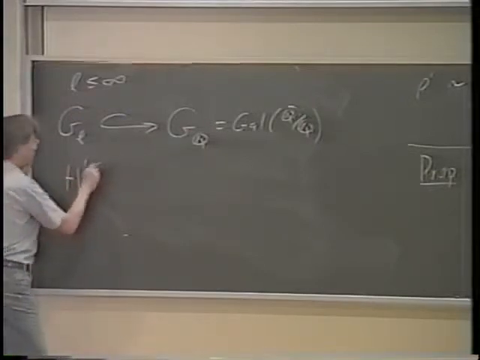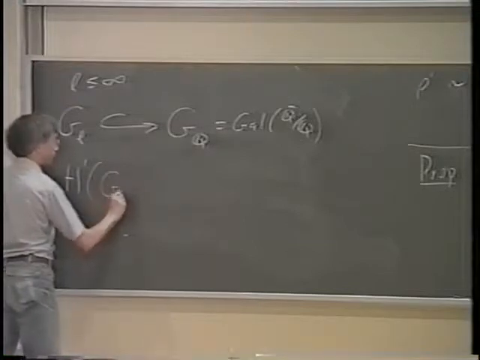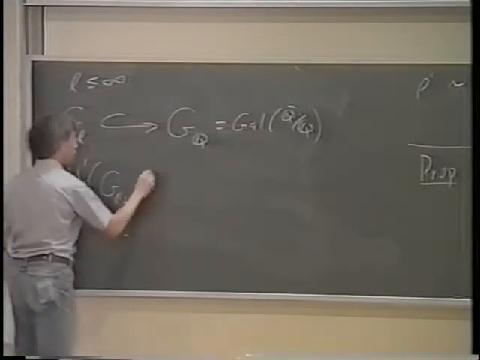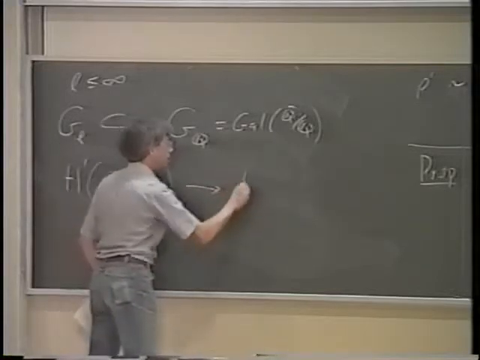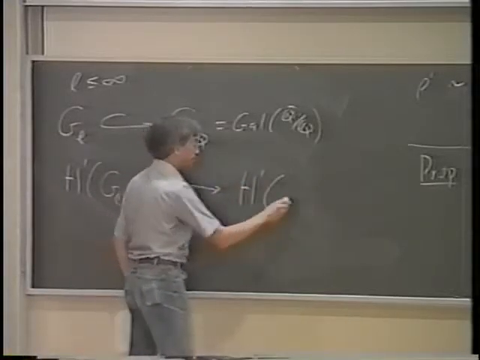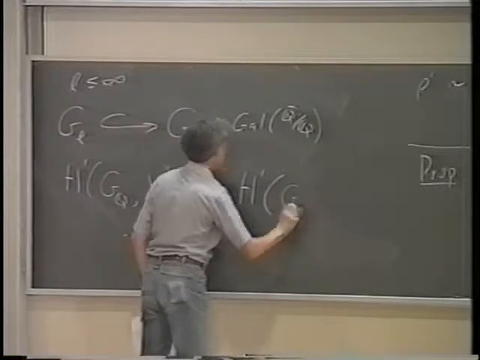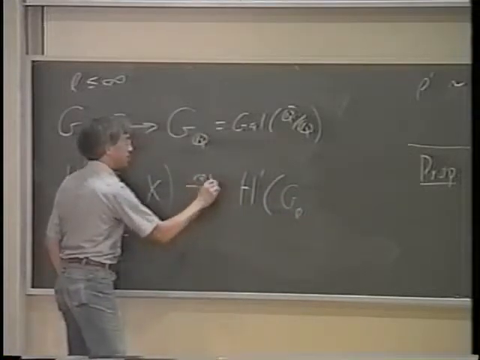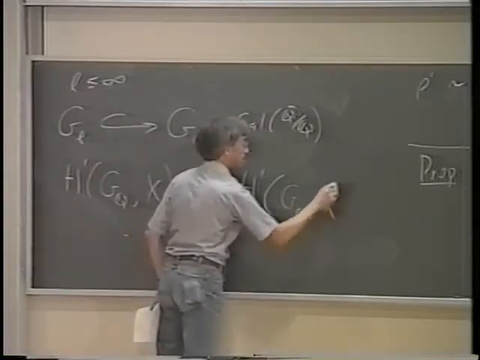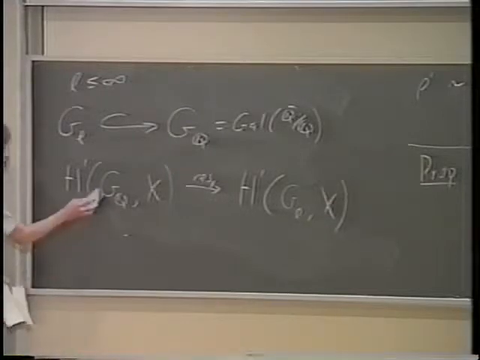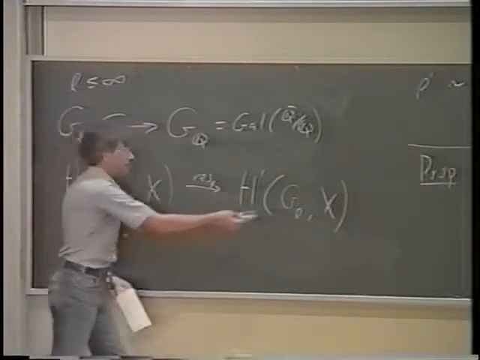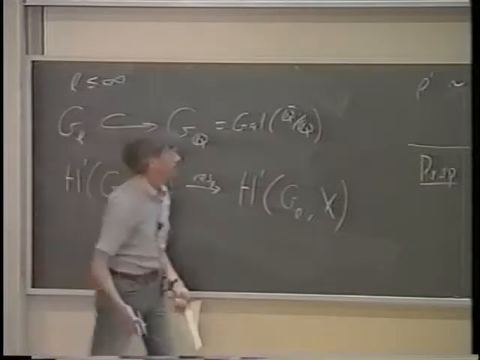So now we have a restriction map. We can take H1 of G sub Q, any module X you want, into H1 of G sub L, and we'll call this restriction sub L, X, like that. Okay, so it's the usual restriction. Just remember, these are functions from this group to X, and now you just restrict to the subgroup. That's really all it is.